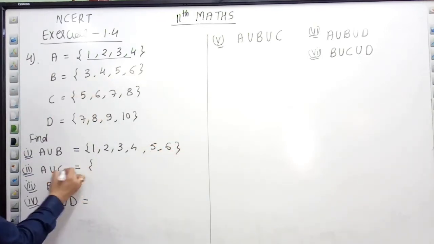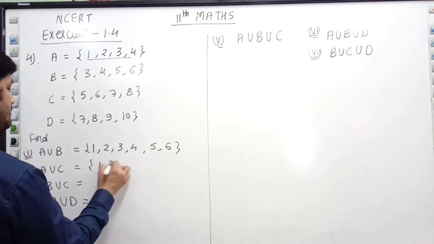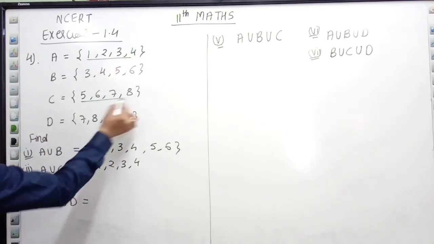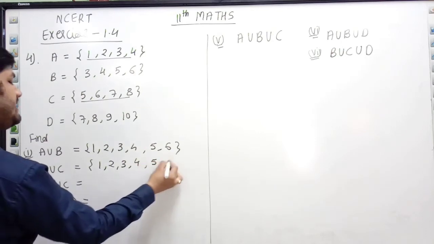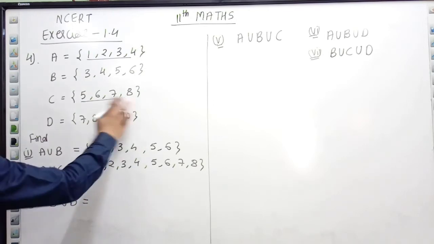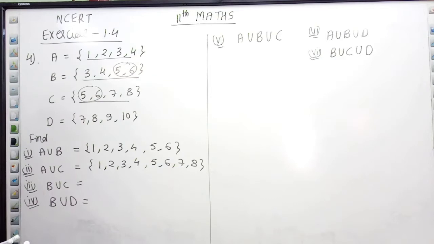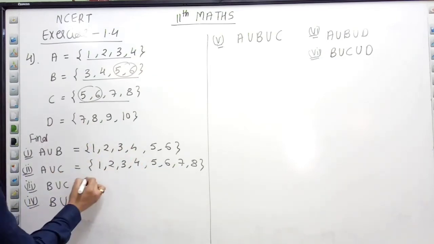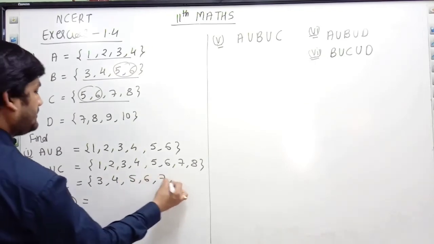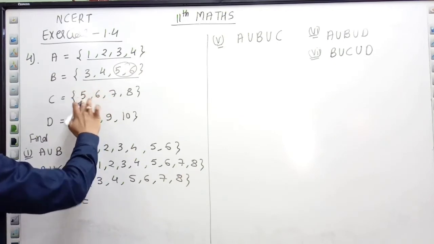Second, A union C. In A union C, again first I will write A. I have written all the elements. Now look in C, is there anything common? No. So we'll write the remaining. B union C. In B union C, look, these elements are common. So common elements are written once. So 5 and 6 you will write once. B union D. In B union D, see what will come.